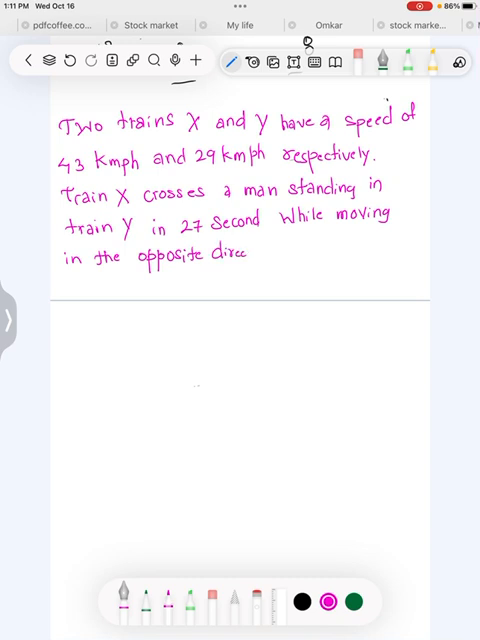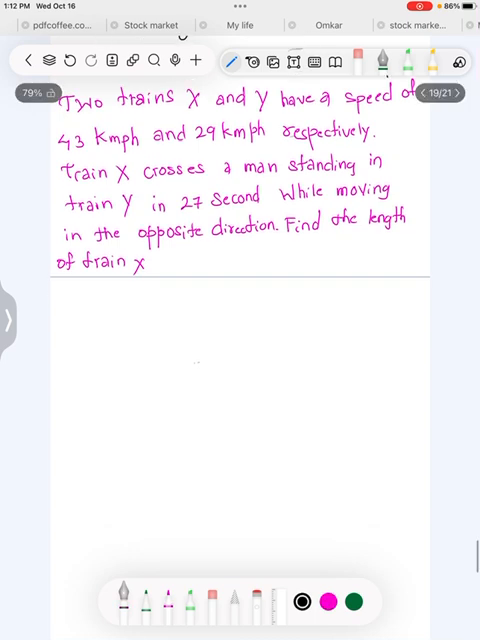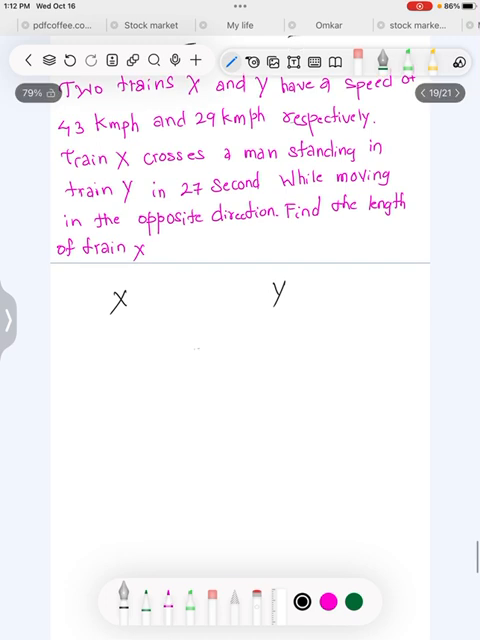Find the length of train X. Okay, so here the question is, there are two trains X and Y, and X is traveling with 43 kilometers per hour, Y is traveling with 29 kilometers per hour.